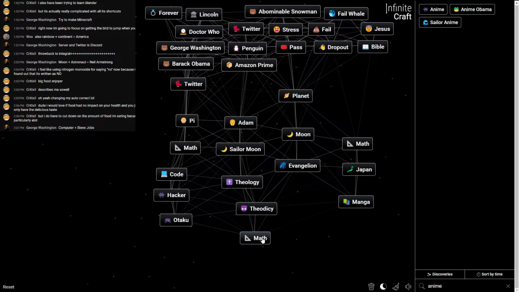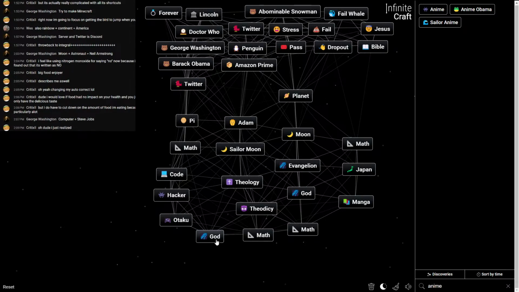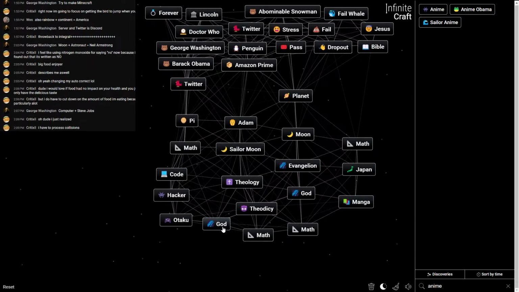Theodicy. If you're not familiar, theodicy is the problem of evil, and arguments for and against the problem of evil. If you're not familiar with the problem of evil, it is the question that if an omnipotent, all-powerful, all-knowing, all-good God exists, why does evil exist? It's a very interesting field of philosophy.